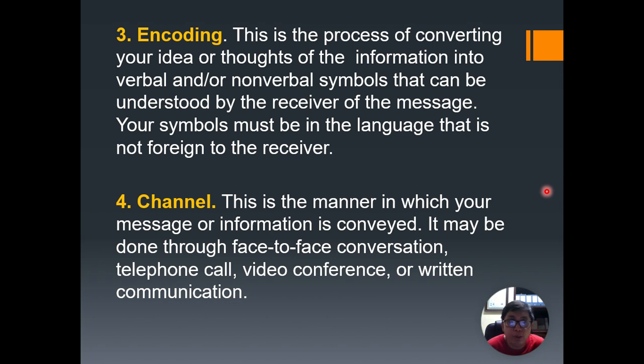Always consider those facts. And number four, where exactly do we send this? This is your channel, the manner in which your message or information is conveyed. It may be done through face to face conversation, a telephone call, a video conference, or even written communication, depending on the means that are available to you or whatever means you would like to employ. Okay?